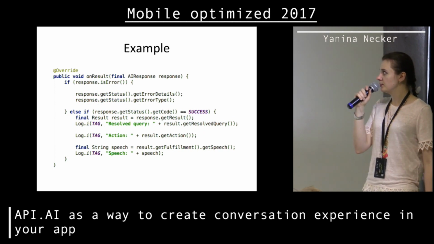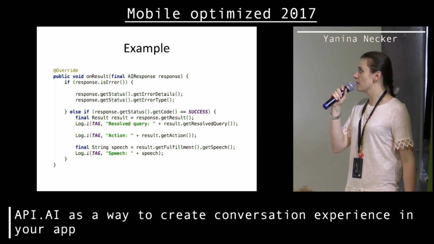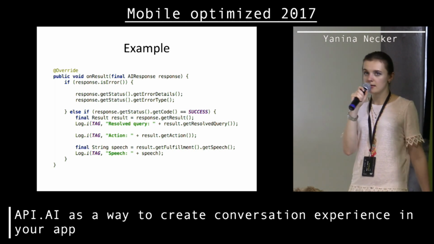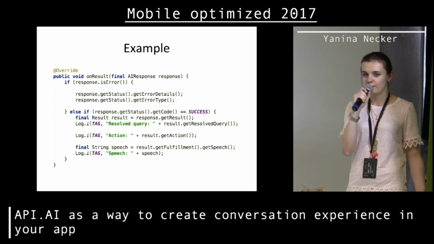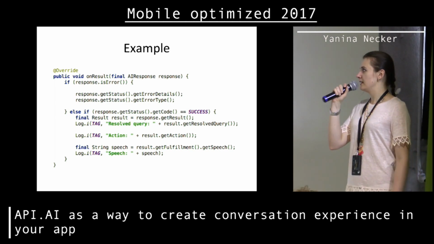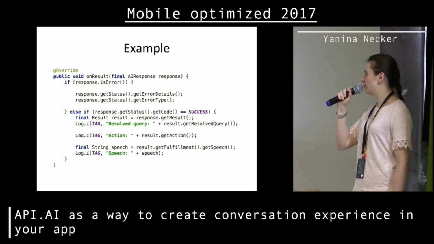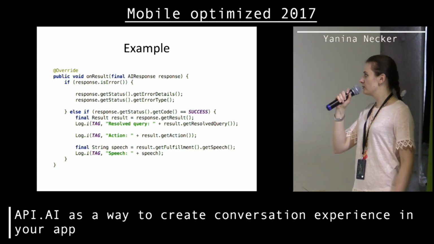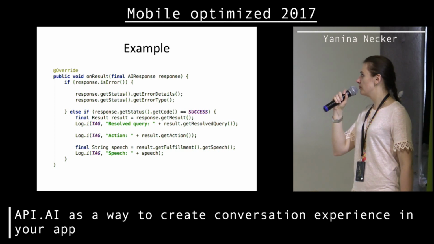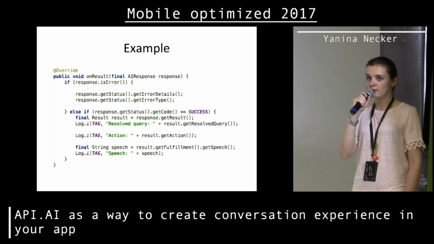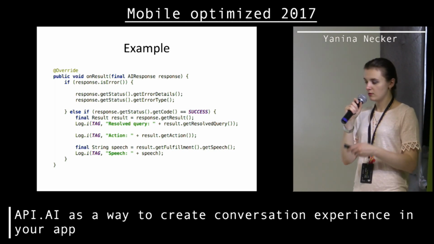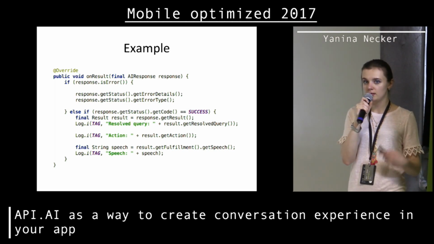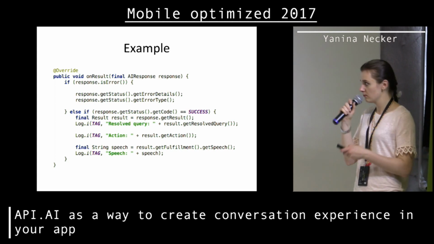On result, it returns us an AI response object that either contains an error or not. If there was no error, it contains the status, the given query, the resolved query, and the action that we have provided. We can also obtain the full speech that the user has submitted and more. And then we do whatever we desire with this response.